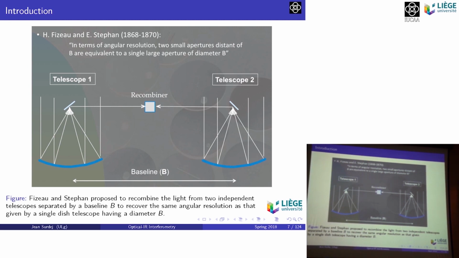So it means that if you separate these two telescopes by a distance of 400 meters, you could recover along that direction an angular resolution equivalent to that of a single dish telescope having a size of 400 meters. And 400 meters is typically the baseline achieved by the CHARA array at Mount Wilson. VLTI goes up to about a 200 meter baseline.